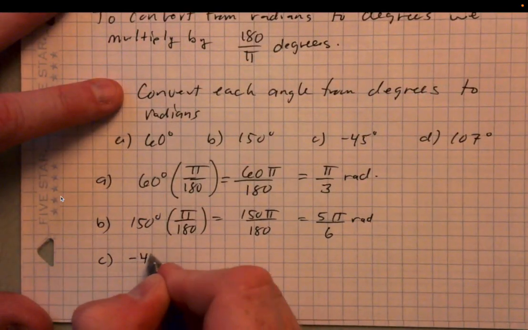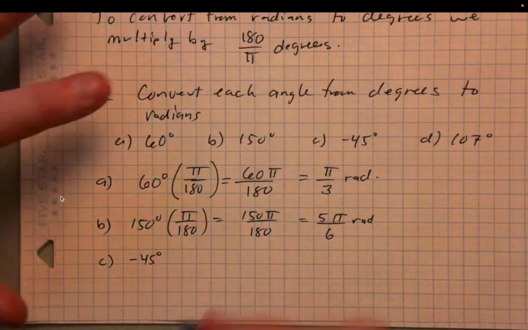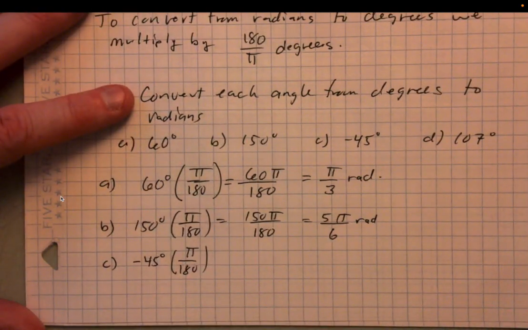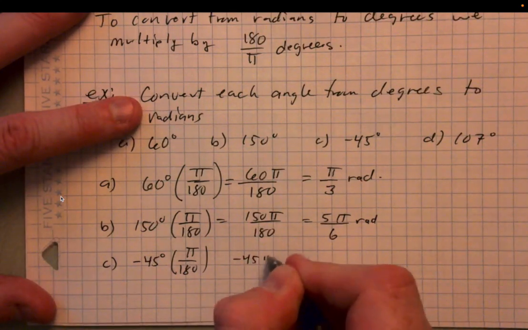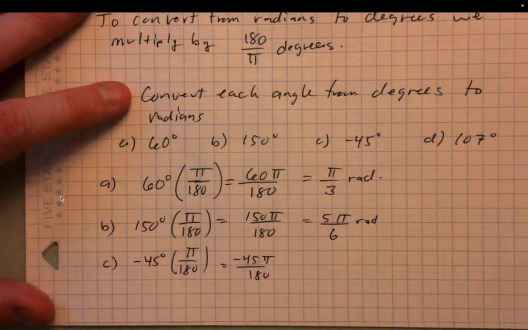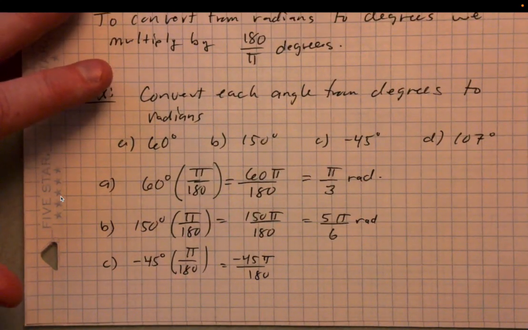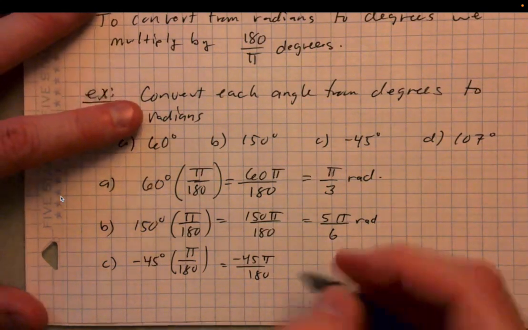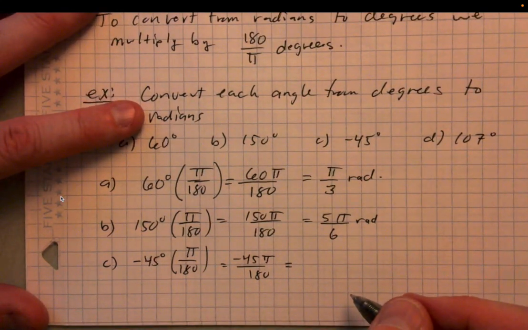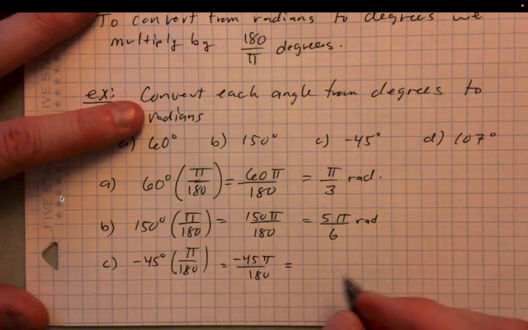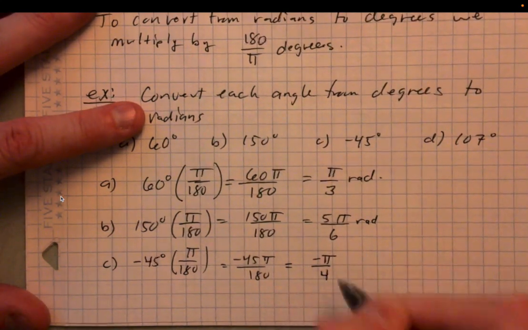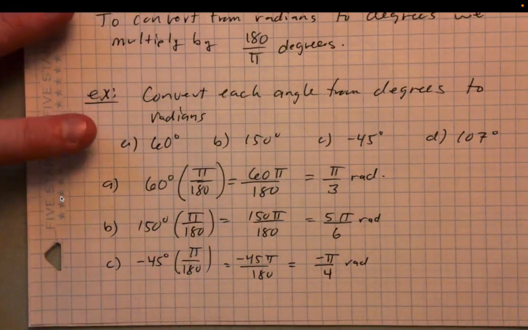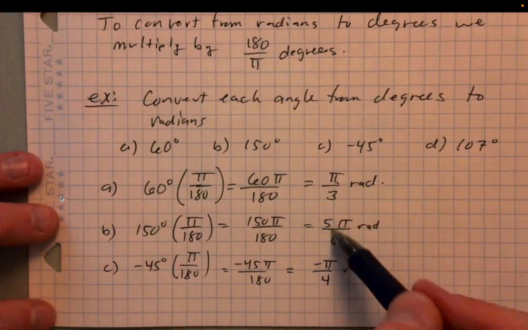What about the negative 45 degrees? Same problem, no difference. Again, multiply by pi over 180. And so I get negative 45 pi over 180. And I can simplify that down. Divide by what? Well, 45 goes into 180 4 times. So this would be negative pi over 4 radians. All right, so these are all nice fractions.